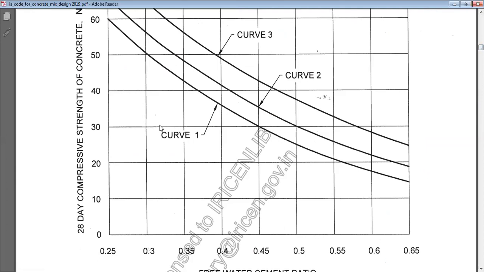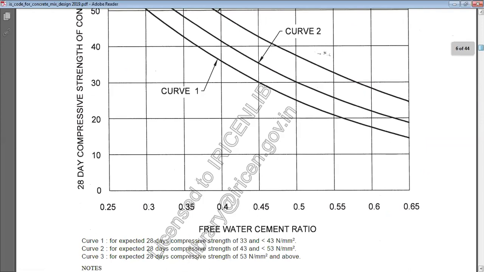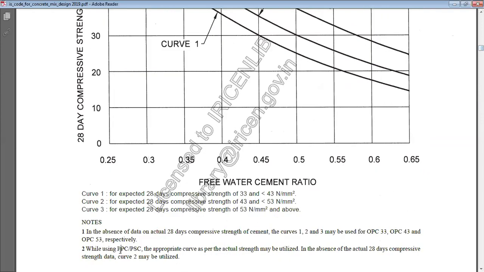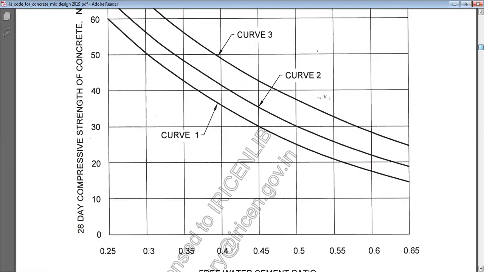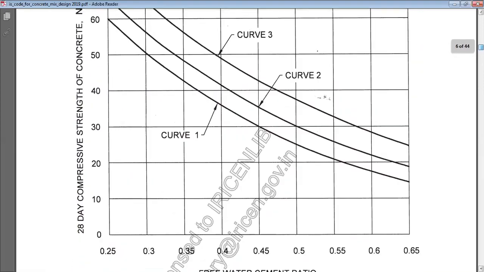We discussed about this graph. The curve 1, curve 2, curve 3: curve 1 is nothing but a 33 grade of OPC cement. Curve 2 is 43 grade of cement. Curve 3 is a 53 grade of cement. If you are using PPC or PSC cement, you need to use curve 2 for the calculations. Okay, what is our target strength? 48.